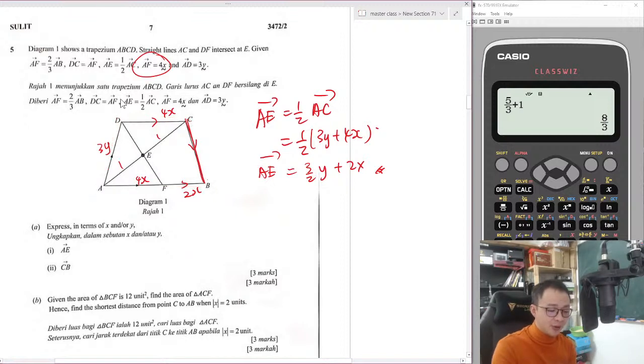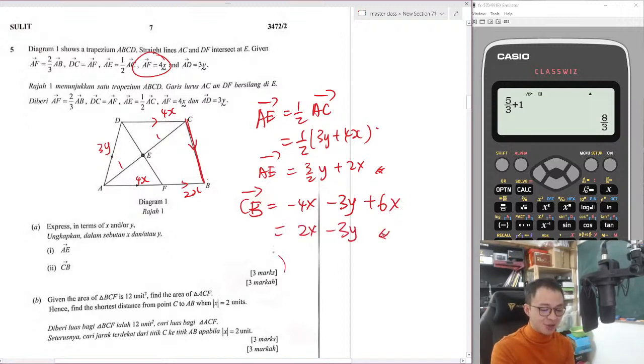Okay, so then I will say CB is equal to negative 4x, negative 3y, plus 6x. So it's basically 2x minus 3y. Okay, done. This 3-mark question is very easy if you understand the basics of vectors here.